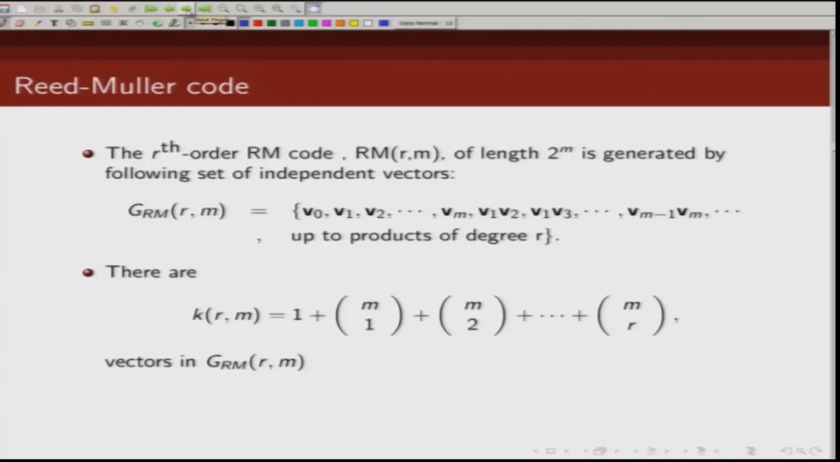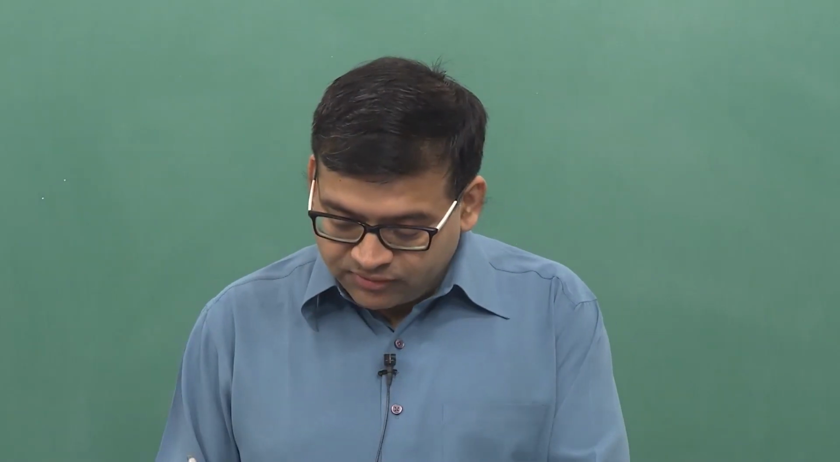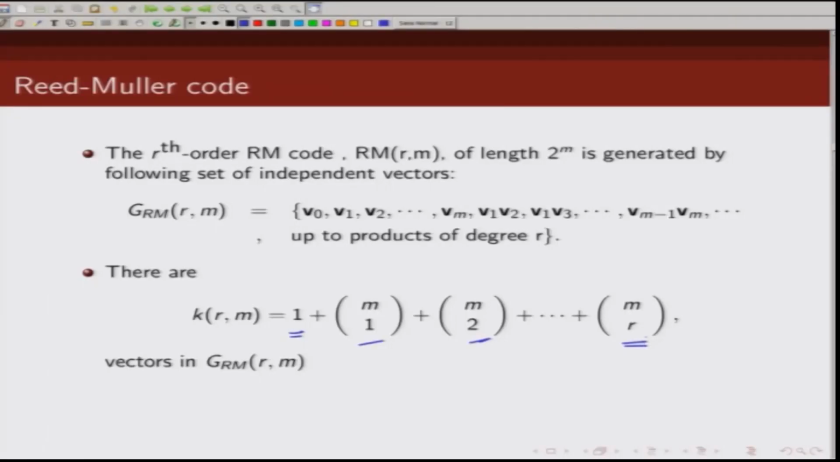And as you can see, V0 is the all one sequence. So, there is one such way. We get V1, V2, V3, Vm, this is basically m choose 1 ways of choosing, then Boolean products of degree 2 can be chosen m choose 2 ways, and similarly Boolean products up to order R can be chosen m choose R ways. So, that is basically the dimension of the code.